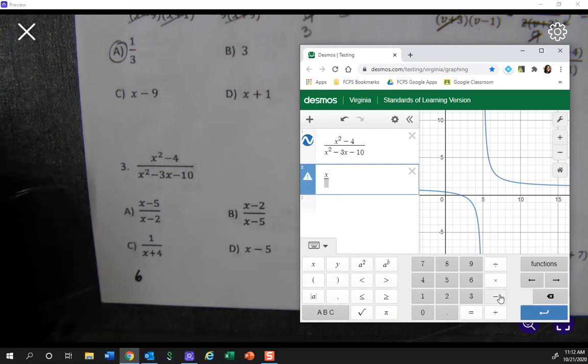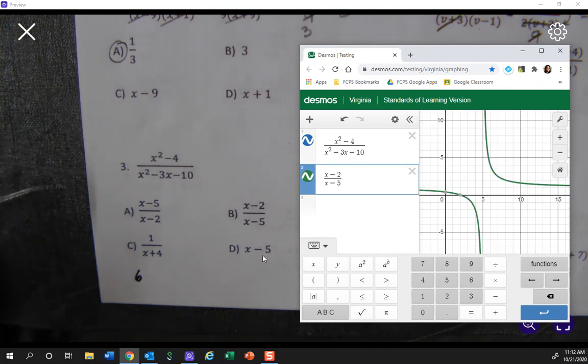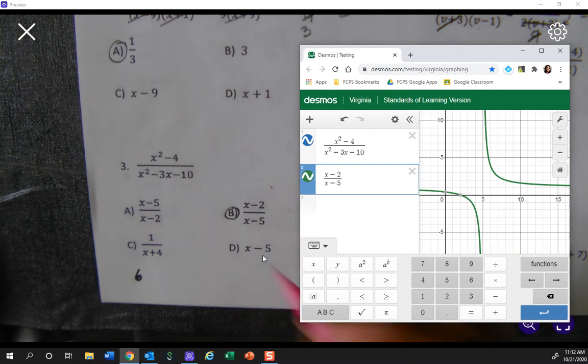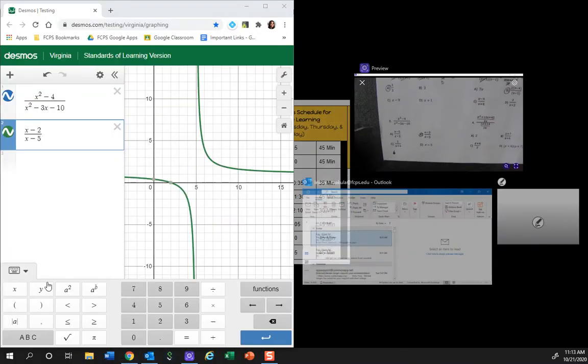So you have x minus 5 over x minus 2. That's not it. It's two different graphs. Maybe it's x minus 2 over x minus 5. Yep, that's the one right there. Okay.